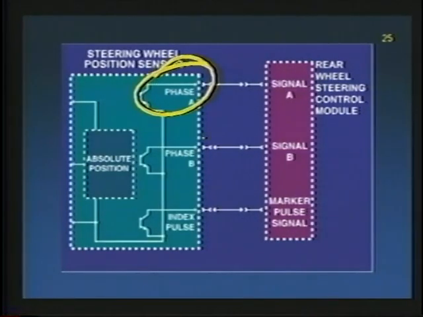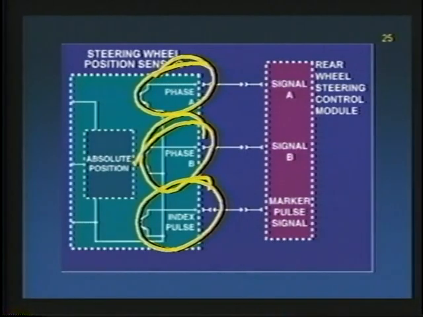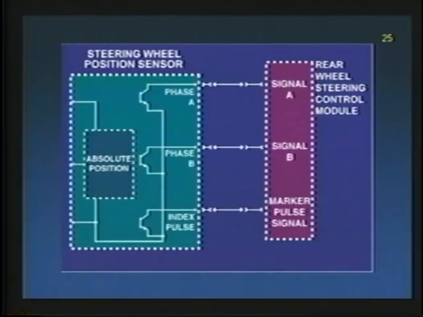We have phase A, phase B, and index pulse. Those signals are sent out from the steering wheel position sensor and go to the rear wheel steering module. That's the input to the module. Now, let's take a look at the actual signal here.